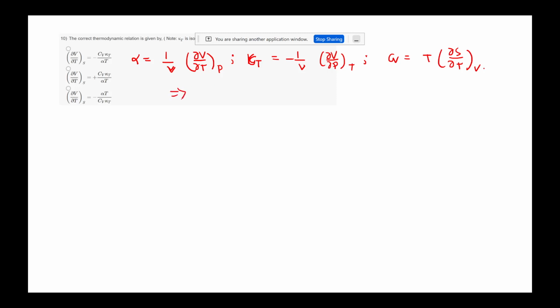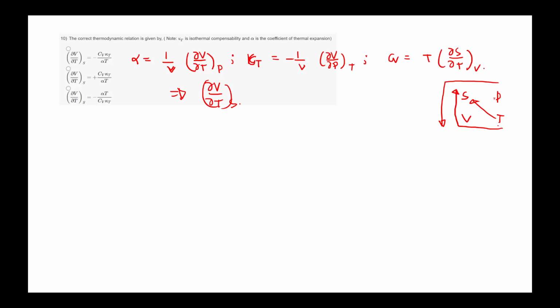Now we have to calculate what will be del V del T at constant S. Remember the Maxwell relation, S P T V. So let's do it this way: del T V S. I have drawn the figure. If from initial to final is in the upward direction, that is negative, and if it is downwards, then from beginning to end point it is positive.